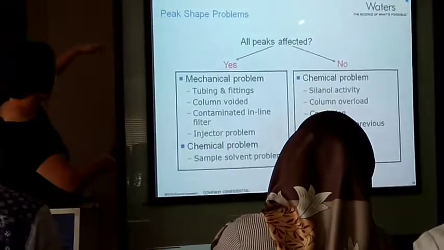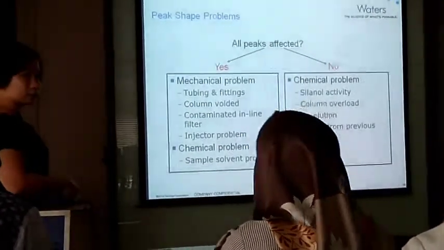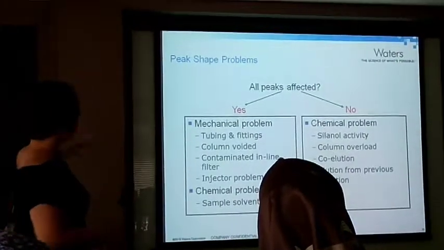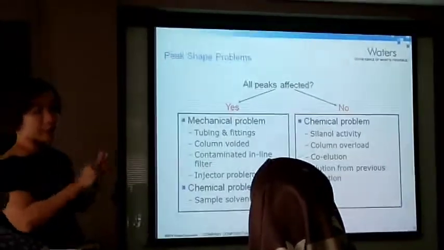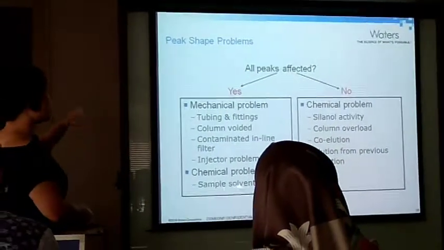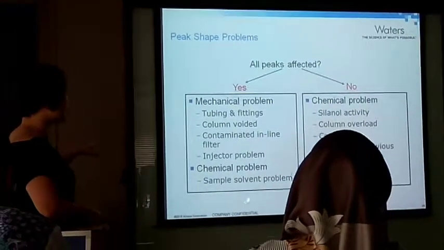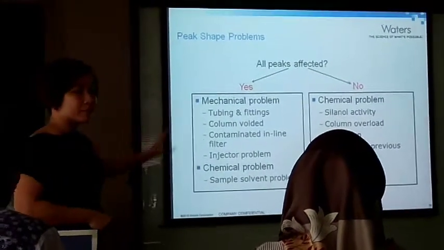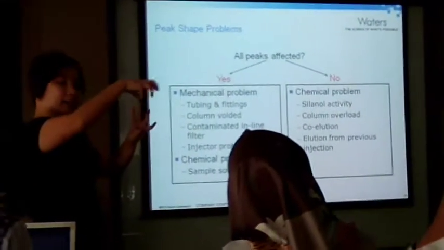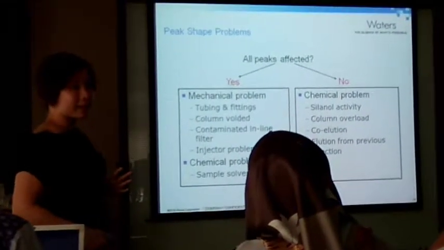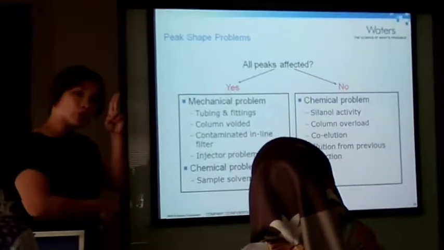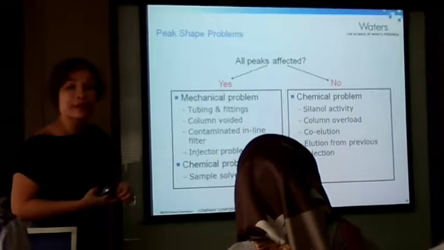So if all the peaks are affected, the likely cause will be classified as either the system, the tubing, the connection, or the inline filter or the injector. There is only very limited chemistry issue that will affect all the peaks. But if within these 4 peaks, only 1 peak is affected, it's likely due to chemistry, because the column has been overloaded, because there's co-elution, and because there's some silanol activity.